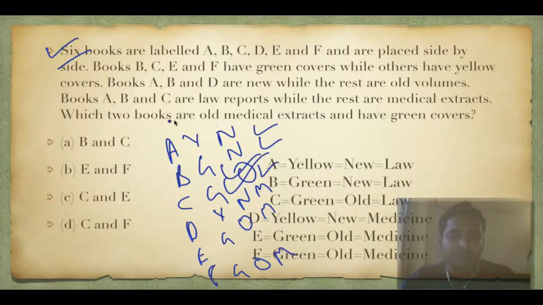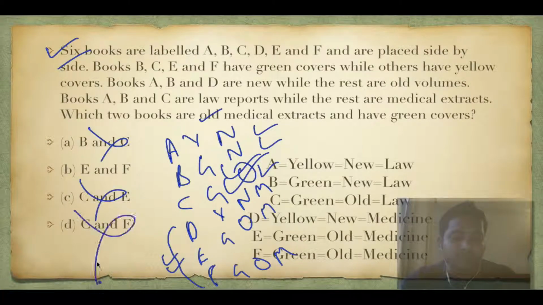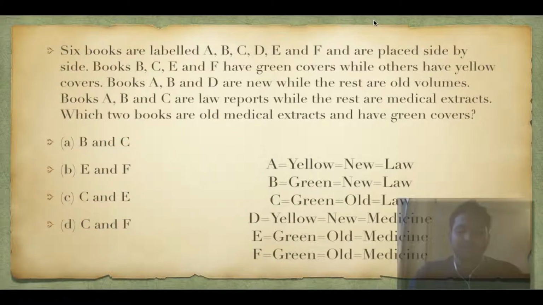So what is the question? Which 2 books are old? Medical extract, so medical can be only D, E, and F. So this option is gone, this option is also gone, this is gone. So just by seeing medical, the answer becomes B. It will take you 30 seconds, not more than that. They take some time, but they can be solved within 1 minute. So your aim should be solving these questions in less than 1 minute, because you will take some time in reading comprehensions.